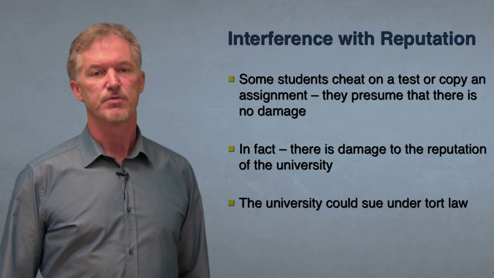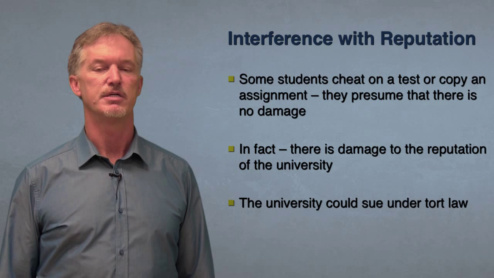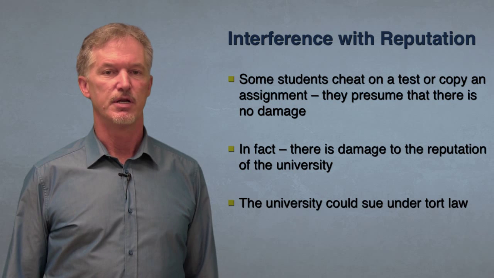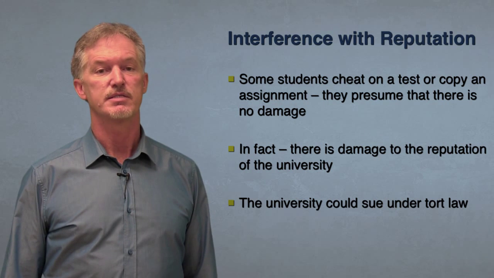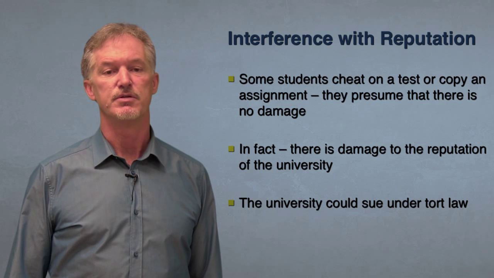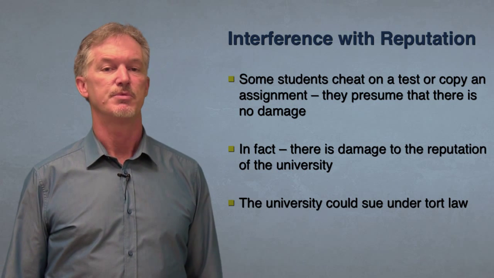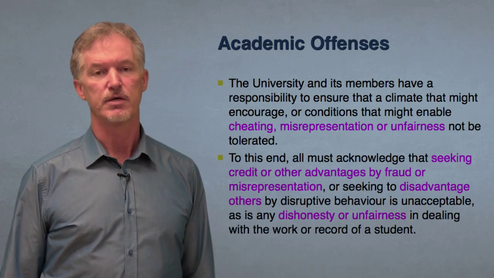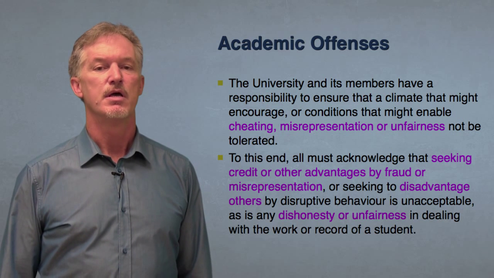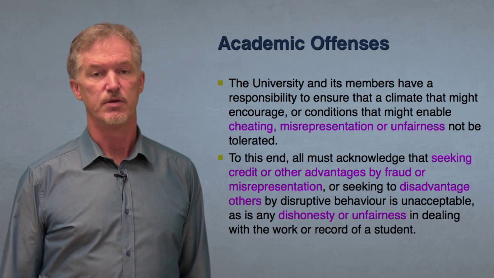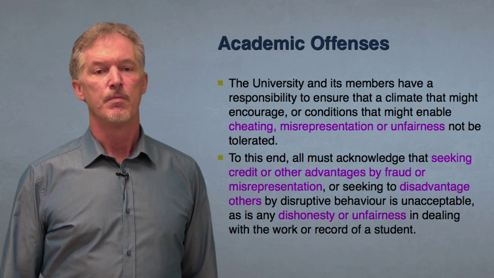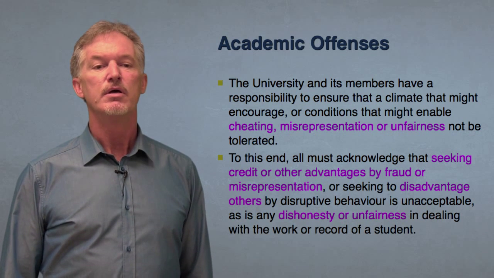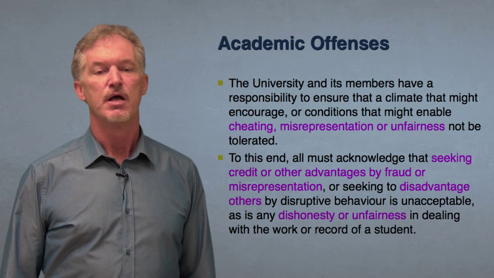So let's look at interference with reputation. If students, for example, were to cheat on tests and get a degree that they didn't really earn, then that could adversely affect the reputation of the university. And in theory, since that's covered by tort law, the university could actually sue that student for damage to the university's reputation. To avoid that sort of thing, the university has made clear what are considered to be academic offenses, and students must be aware of these and must not commit them. The university basically tries to set up an environment that doesn't enable cheating, misrepresentation, or unfairness.